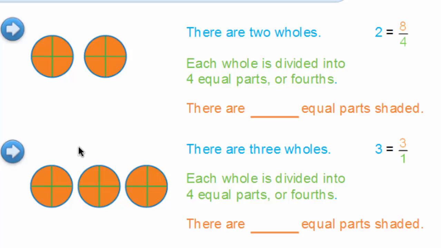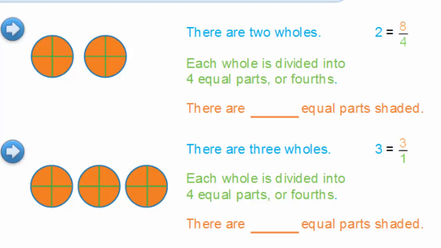Look at this one. How many wholes are there? Yeah, that's easy. 3. Each whole is divided into 4 equal parts or fourths. Another way to say 3 is 3/1. 3 1 wholes. So 3/1 is another way to say 3. So let's look at this. Each whole is divided into 4 equal parts or fourths.